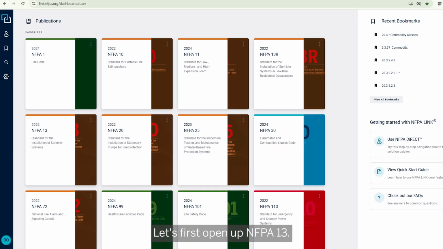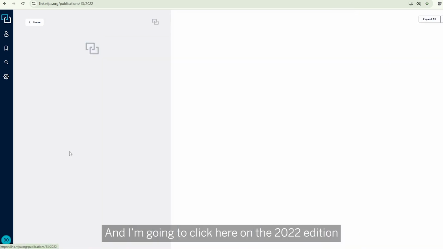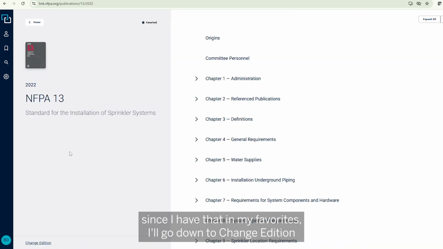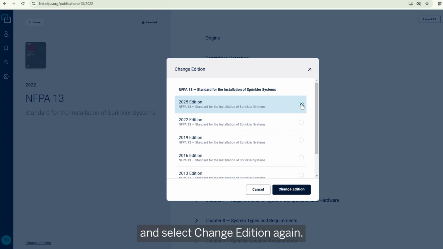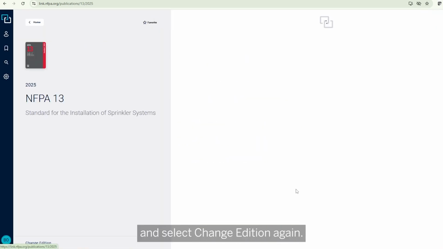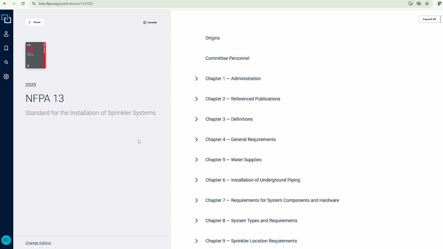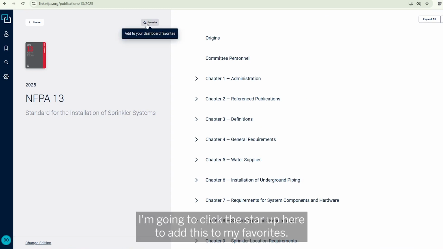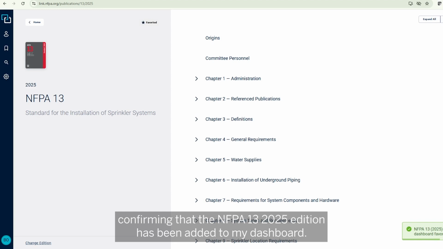Let's first open up NFPA 13. I'm going to click here on the 2022 edition since I have that in my favorites. I'll go down to Change Edition and then select the 2025 edition of NFPA 13 and then select Change Edition again. This will open up the 2025 edition of NFPA 13. I'm going to click this star up here to add this to my favorites. And I can see the message in the bottom right confirming that the NFPA 13 2025 edition has been added to my dashboard.